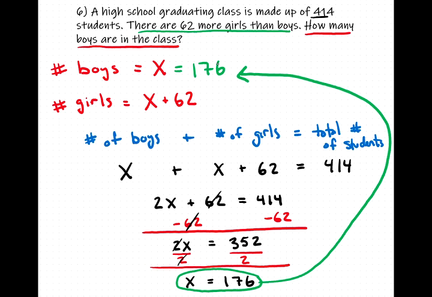And we could just as easily have found the number of girls, because the number of girls equals the number of boys, which is now 176, plus 62. So we know the number of girls is 238.